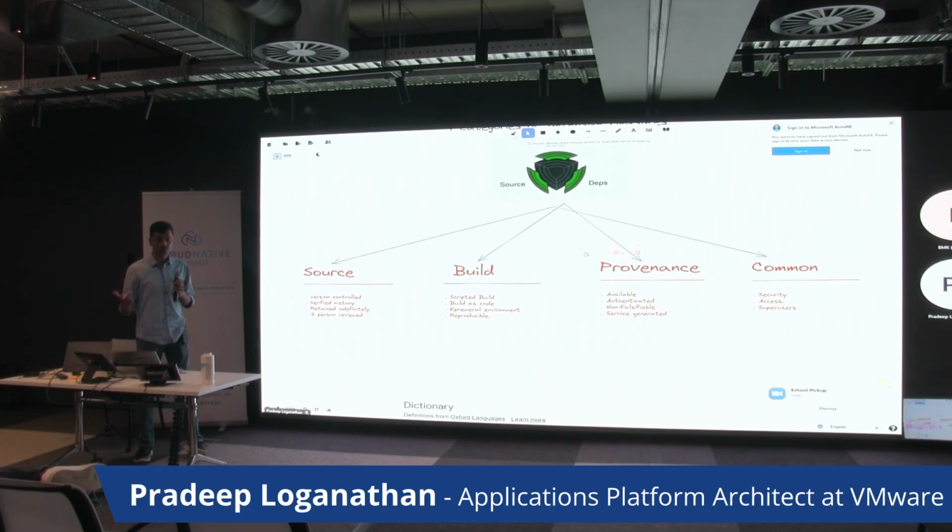Your build should be reproducible. It should be highly reproducible, wherein you can go back and recreate the exact build that you were able to achieve at a particular point in time. Another aspect is provenance. We will talk about what exactly provenance is, but you have to ensure that provenance is available for your software artifacts. Your provenance should be authenticated, it cannot be falsified, and it should ideally be service generated. And the last one deals with common factors such as security, access, and how you provision users within your build system, primarily superuser access and a bunch of others.